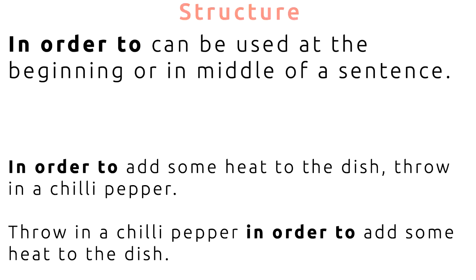In order to can be used at the beginning or in the middle of a sentence, depending on which clause comes first. Look at these two examples. In order to add some heat to the dish, throw in a chili pepper. We could also say, throw in a chili pepper in order to add some heat to the dish. The clause containing in order to can come first or last.